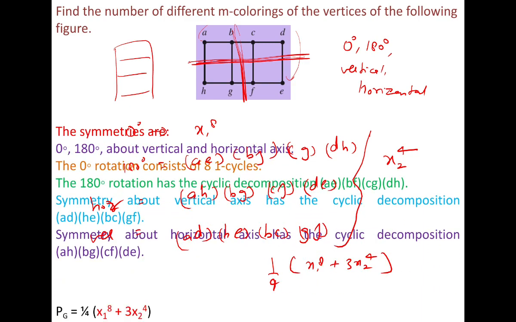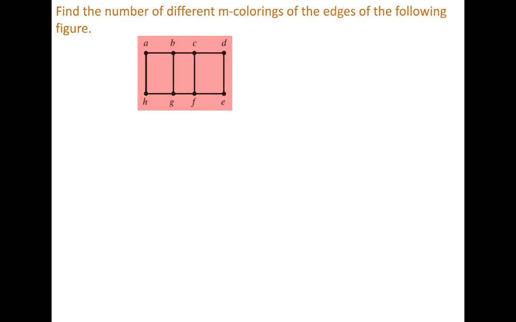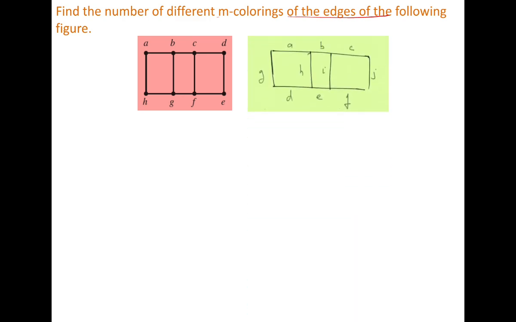Now let's consider the same example, but now you have to find the M colorings of the edges. To find the colorings of the edges, you need to consider the edges. So you can redraw the figure by labeling the edges. So total 10 edges are there. Now the symmetries won't change: 0, 180, vertical and horizontal. Try it by yourself. So for 0 degree, x1 raised to the power 10.